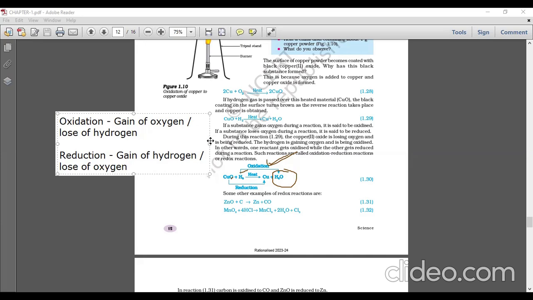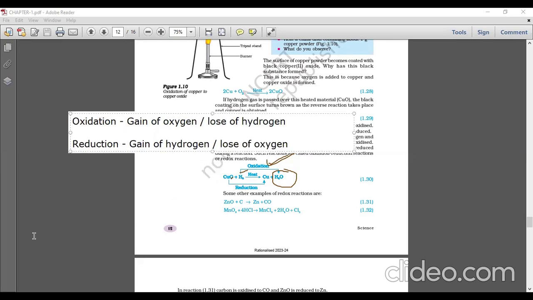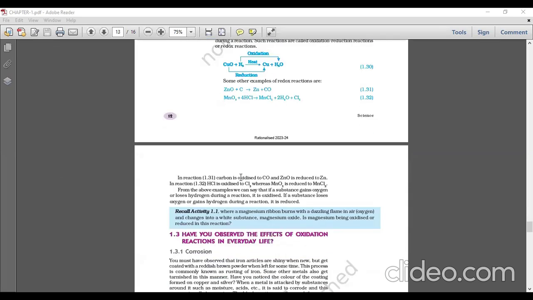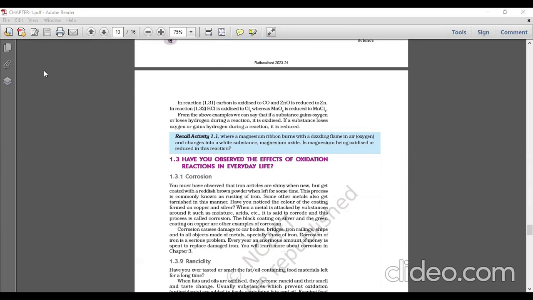So he is asking to find out which is oxidation and which is reduction. You need to write here. Try this. Any doubt, you may put the query in the description box. And the last topic, with which this chapter will be concluded. He's asking, in reaction 1.31, carbon is oxidized, meaning carbon gains the oxygen, and zinc oxide is reduced to zinc, so it is called reduction reaction. This is the definition he has given here. I also made a simple trick video on oxidation and reduction using AR Rahman. Please watch that video, you will understand it better.